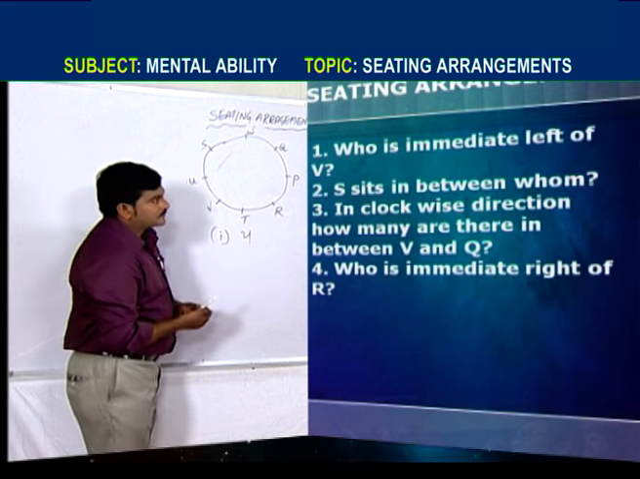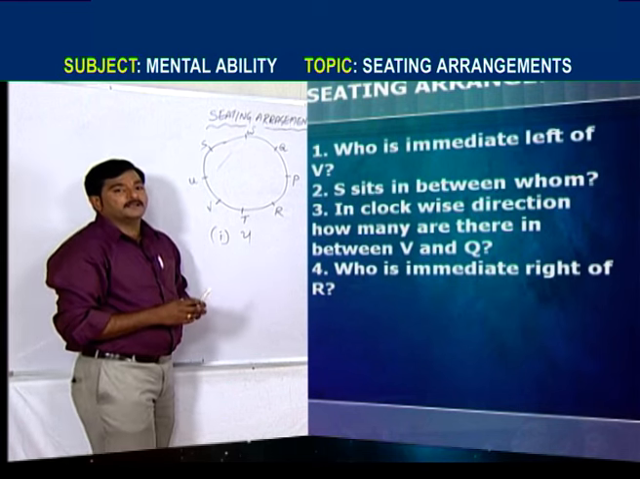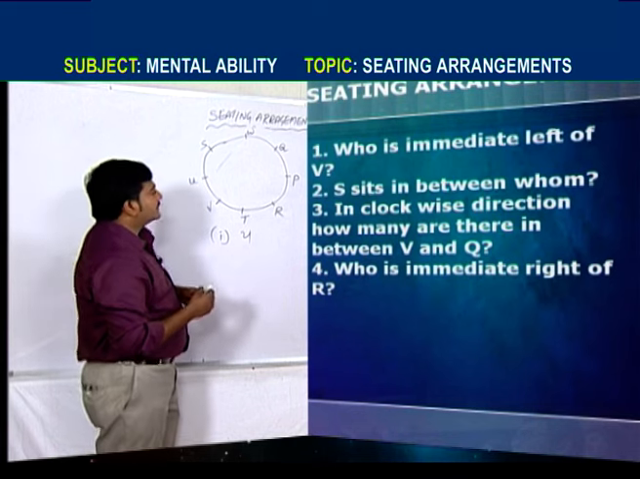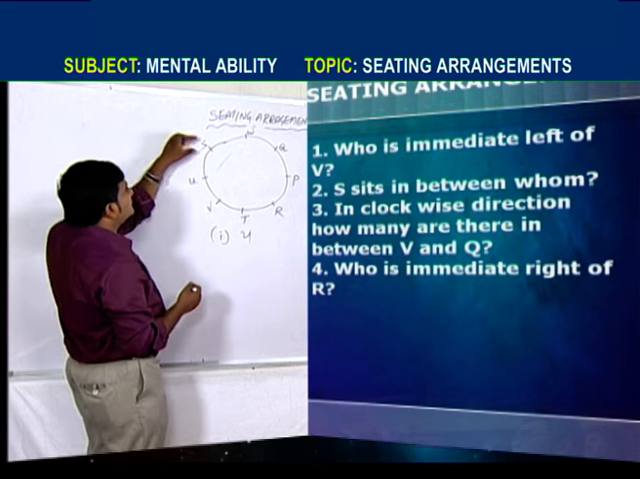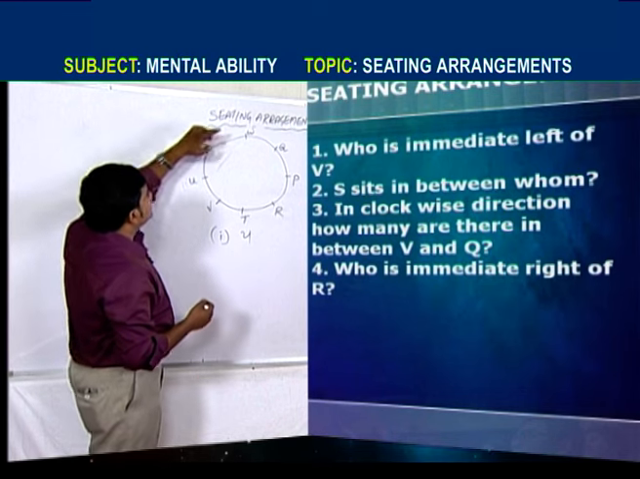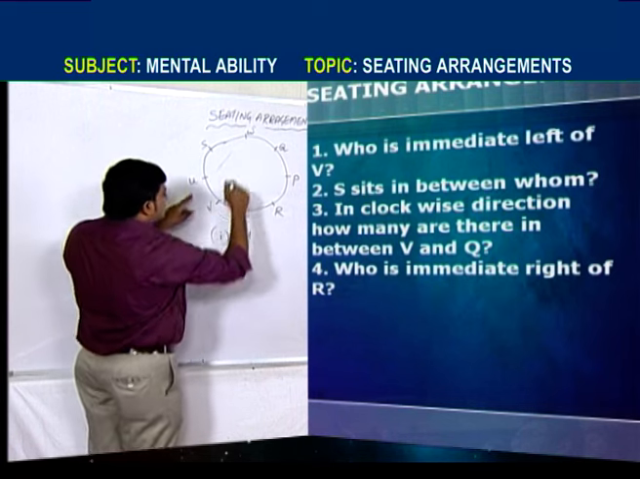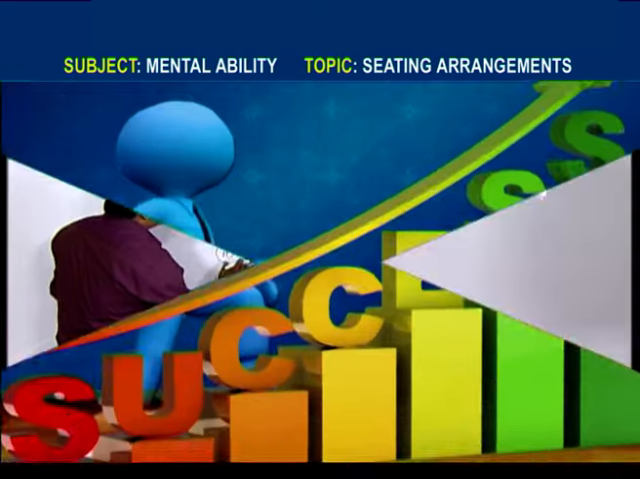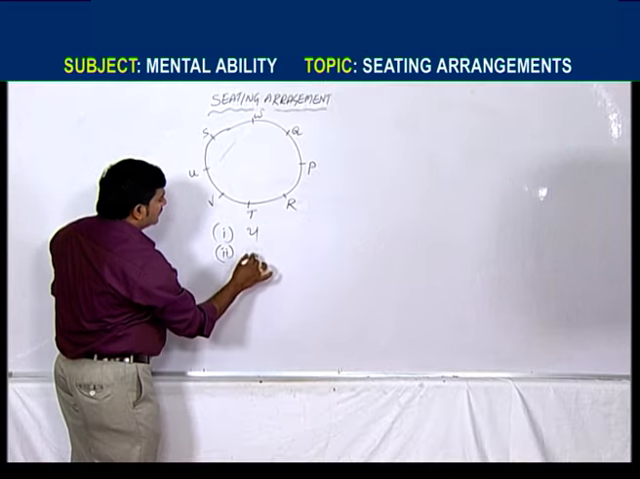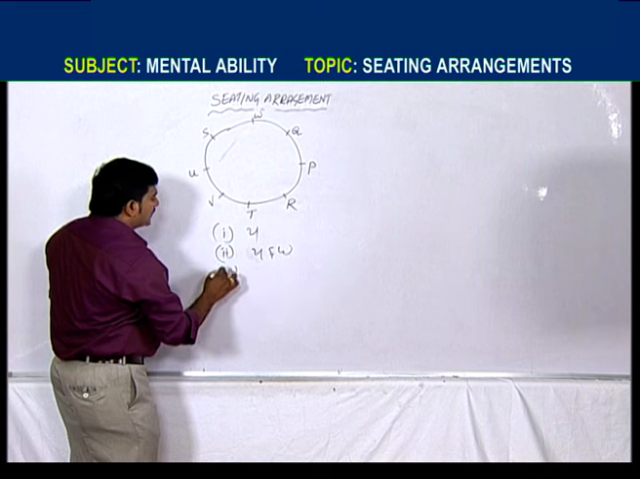That is the first question. So now, question number 2. The second question: S sits in between whom? For example, here S is there. S sits in between whom means, what you can say? U and W. S sits in between U and W. The answer for the second question is U and W. Now we'll go to the third question.